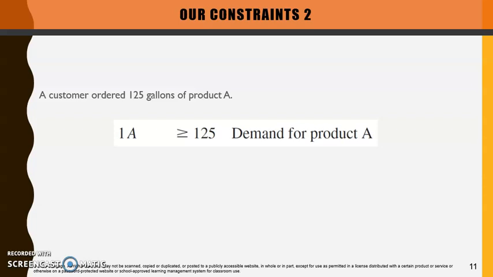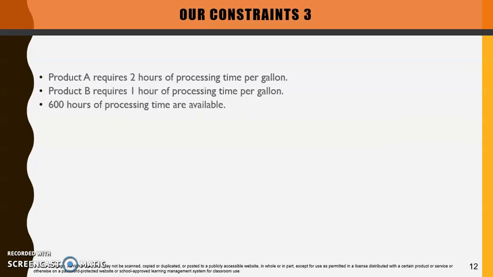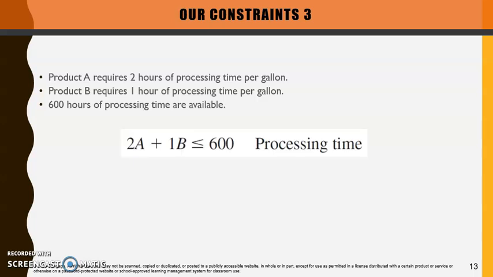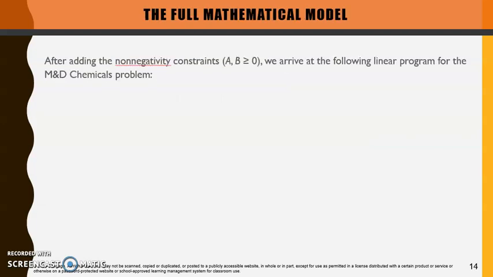The logic is exactly similar to the example we did last session. And for this one, you should be very familiar with this constraint, because it is exactly the same as the time constraint that we had in the previous session. Product A requires 2 hours and product B requires 1 hour, and the total availability is 600. So 2 times A plus 1 times B should be less than or equal to 600. The processing time constraint. There is no other constraint here. So now you're all ready to write down the full mathematical model.